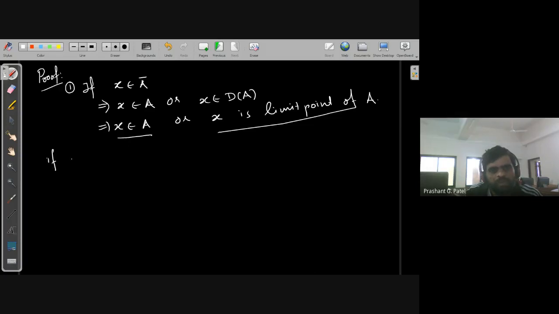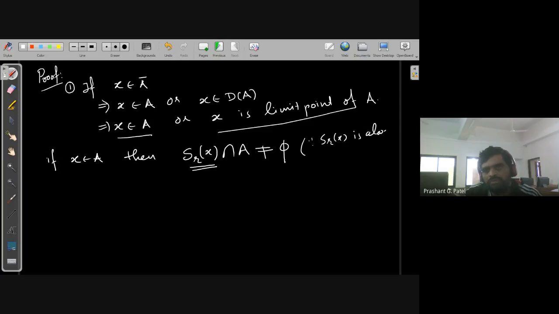So if x belongs to A, then definitely we have S_r of x intersection A is non-empty, because S_r of x always contains x, and x belongs to A. So this intersection is always at least a singleton point. That's why this is non-empty, because S_r of x always contains the center, and A is already there. So that's why this intersection is non-empty.